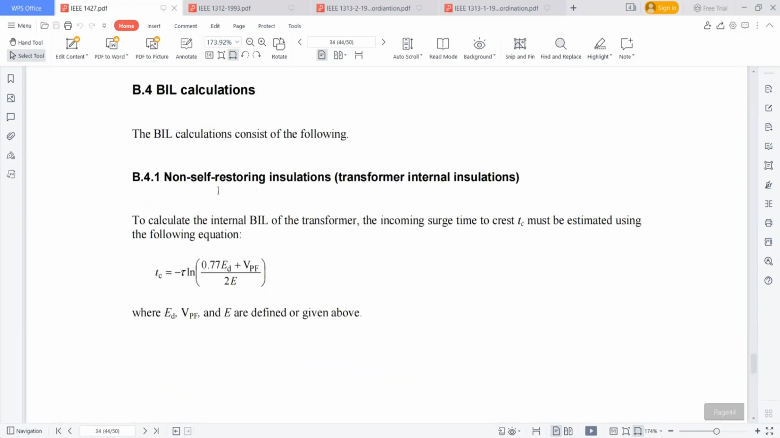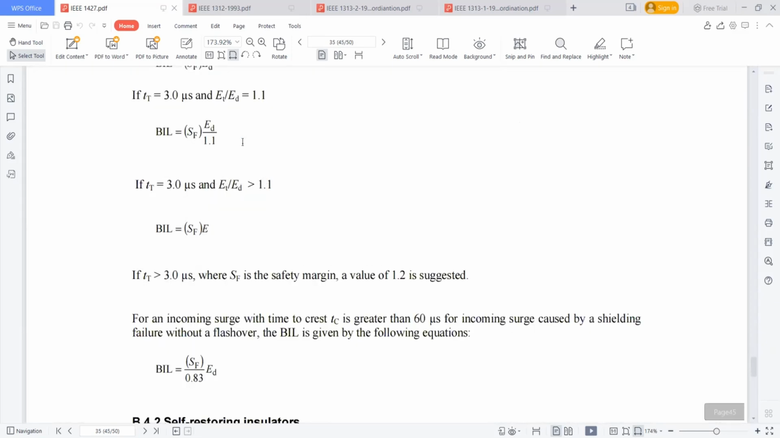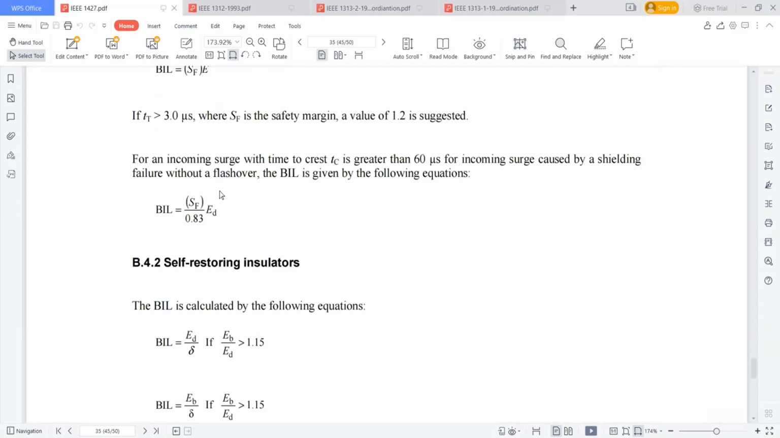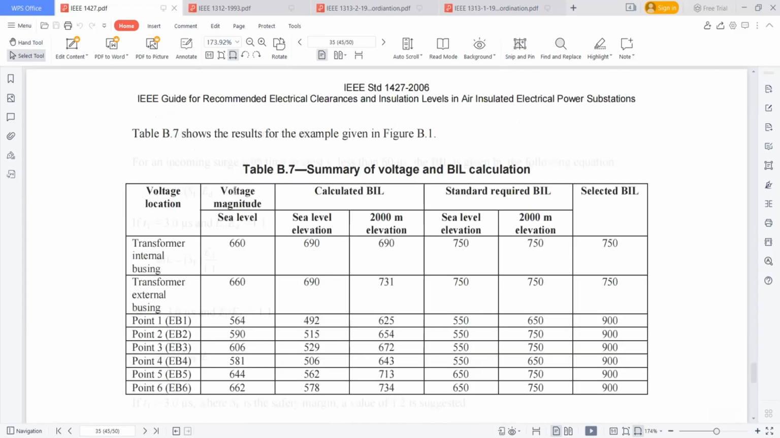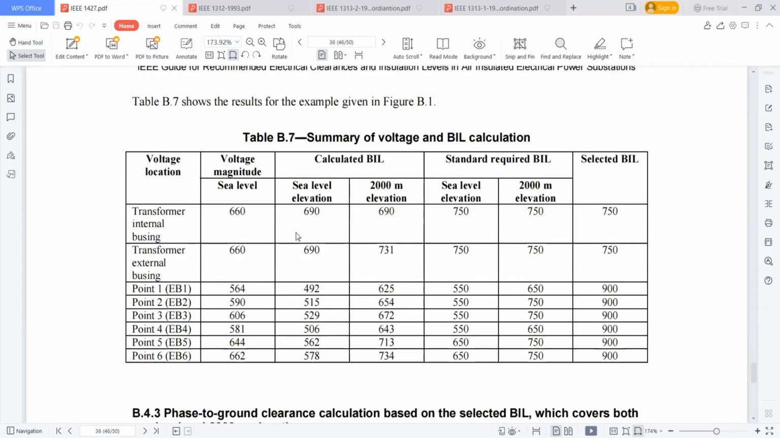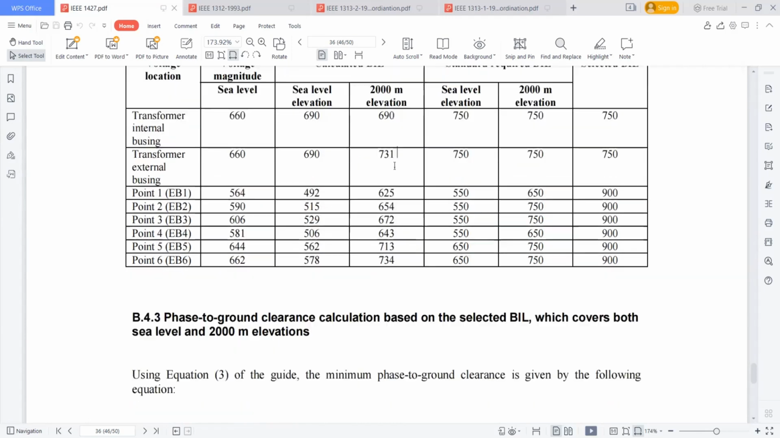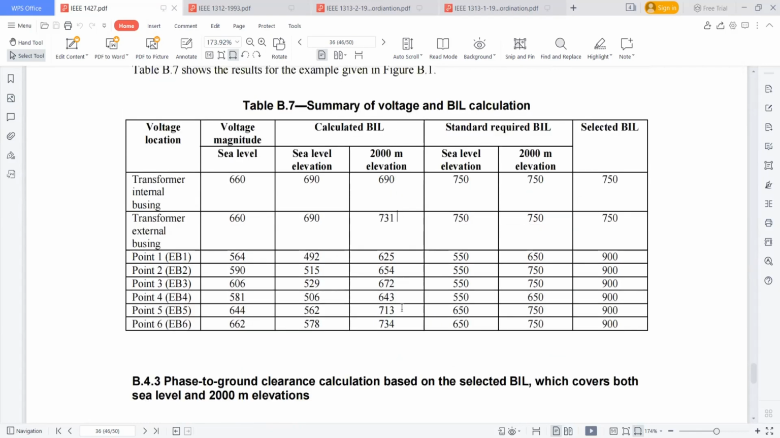I calculated the BIL level for the transformer non-self-restoring insulations, and this is the formula I got. And for the self-restoring insulators, I got one formula. Based on this, I calculated the surge voltages, and I calculated the BIL levels at sea level and at the elevation level. These are the required calculated BIL levels of my substation, because my substation is at 2000 meters elevation.